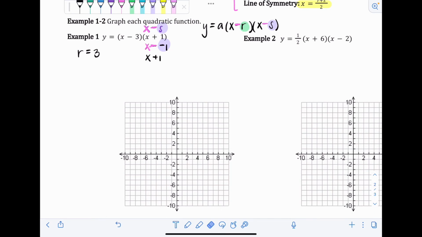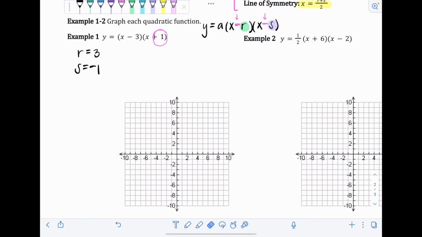Okay, you don't have to write it all out like that the entire time and say this matches here, this matches here. It was just helpful to see the first time. So s equals -1. The biggest thing is recognizing that because the formula has the minuses, right here and right here, these are the opposites. So x minus 3 turned into r equals +3. And x plus 1 turned into s equals -1.